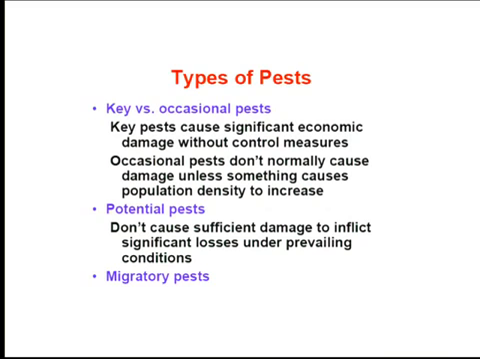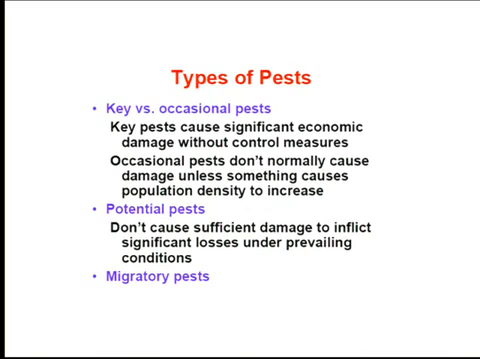So we have occasional pests, and they don't normally cause damage unless something causes the population density to increase. For example, we have a lot of pests in agriculture called secondary pests, which is an insect that is being controlled by another organism, like by another insect, predator, parasite. But suddenly you spray a pesticide to control another pest, and you kill the natural enemies of that pest that was being regulated, and that pest becomes a secondary pest. It's called a secondary outbreak.